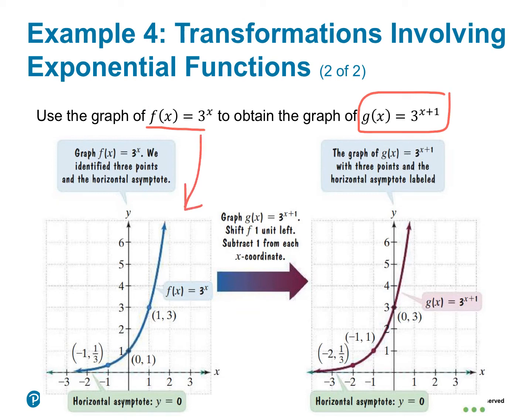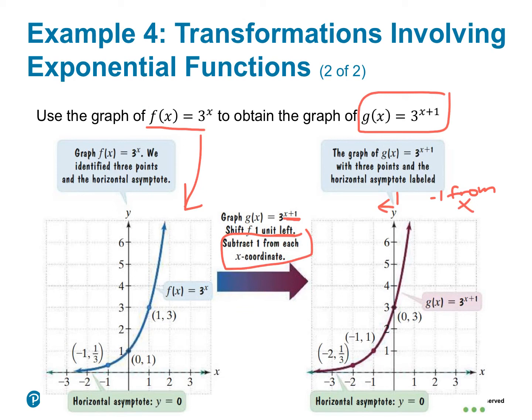So here was our 3 to the x. So if we have x plus 1 as the exponent, this is going to shift f 1 unit to the left. So again, you kind of think opposite, it's plus 1, but that actually means you go backwards or left. So the way you can go backwards 1 is to subtract 1 from x, since you're moving on the x-axis. So that's where they get subtract 1 from each x coordinate.